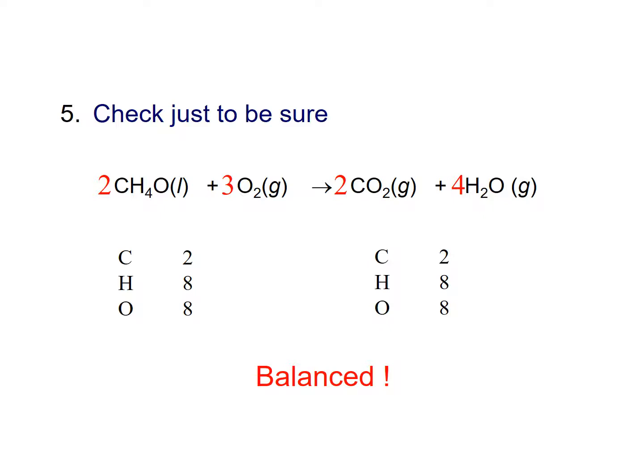And then maybe the very last thing is to check to make sure that your coefficients are in fact the smallest set of whole integers that would give you this ratio. And you can't reduce this any further because you've got, in this case, a bunch of even numbers and a 3. So this is as reduced as you can get. So that is the balanced equation for the combustion of methanol.